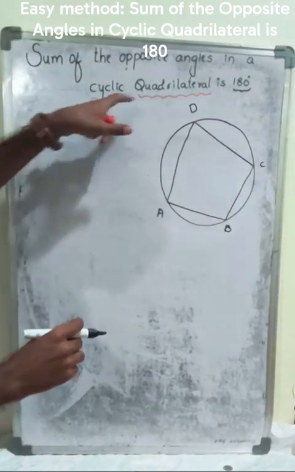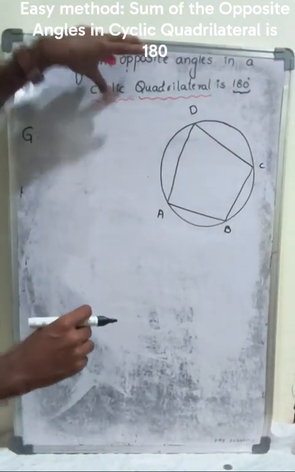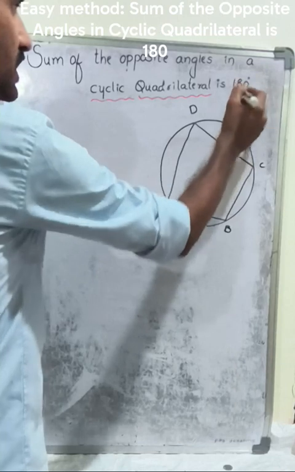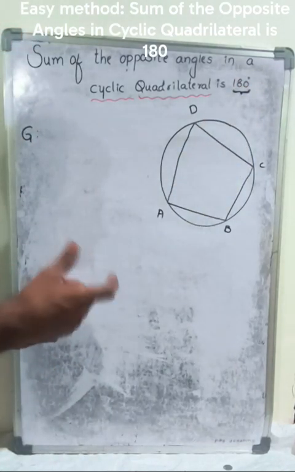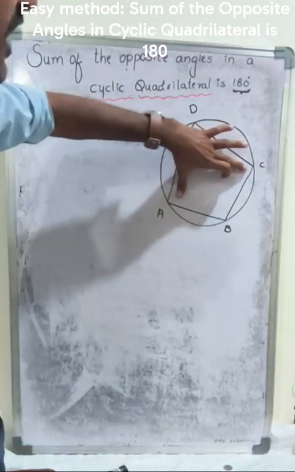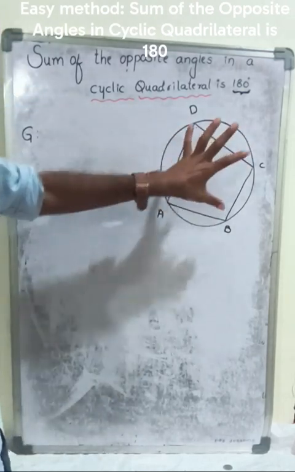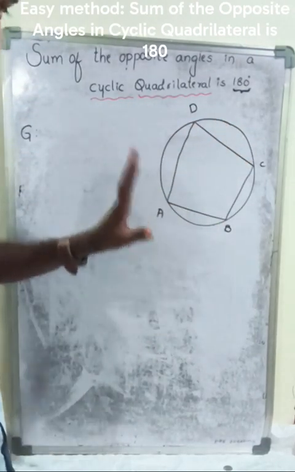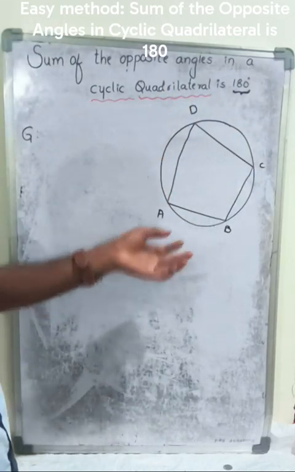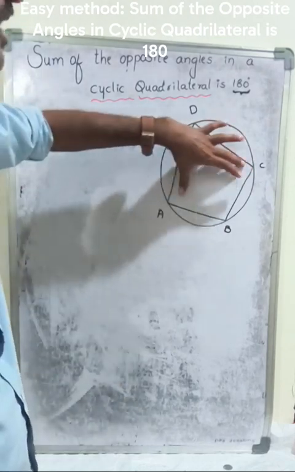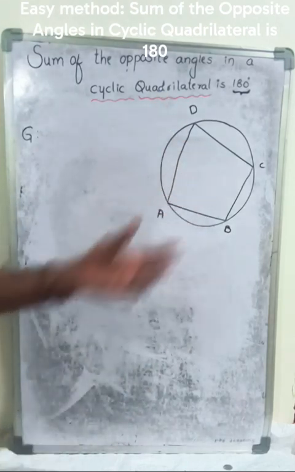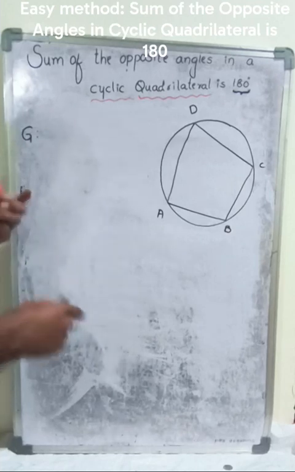What is given? A cyclic quadrilateral is already given, and we need to prove that its opposite angle sum is 180. If two angles sum to 180 degrees, then what do you call that pair? That pair is called supplementary angles. So what do you mean by this? A and C are a pair which are supplementary. B and D are a pair which are supplementary, only when the quadrilateral is a cyclic quadrilateral. So in a cyclic quadrilateral, the pair of opposite angles whose sum is 180 degrees are supplementary. This is what we are trying to explain here.